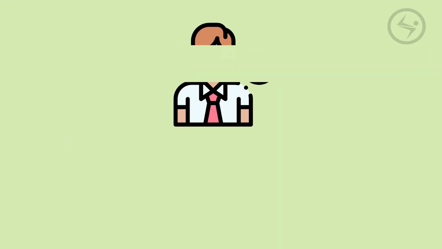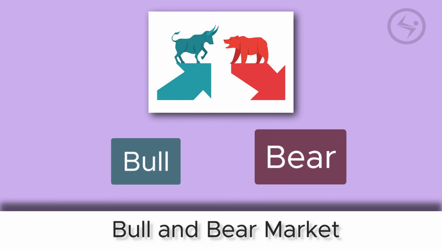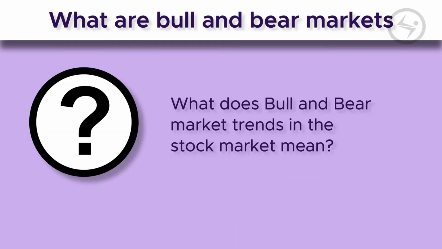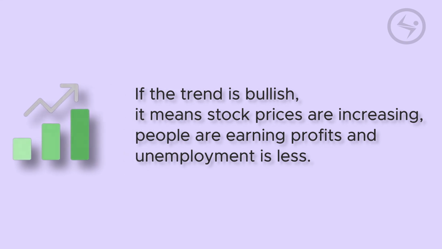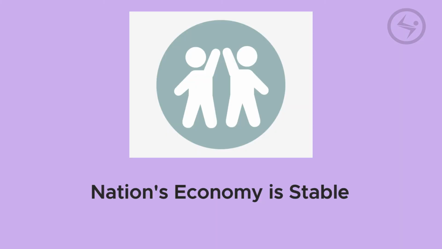You will also hear two terms in stocks. One is bull and the other is bear. Bull and bear markets. What do bull and bear market trends in the stock market mean? If the trend is bullish, it means stock prices are increasing, people are earning profits and unemployment is less. Hence, it indicates the nation's economy is stable.